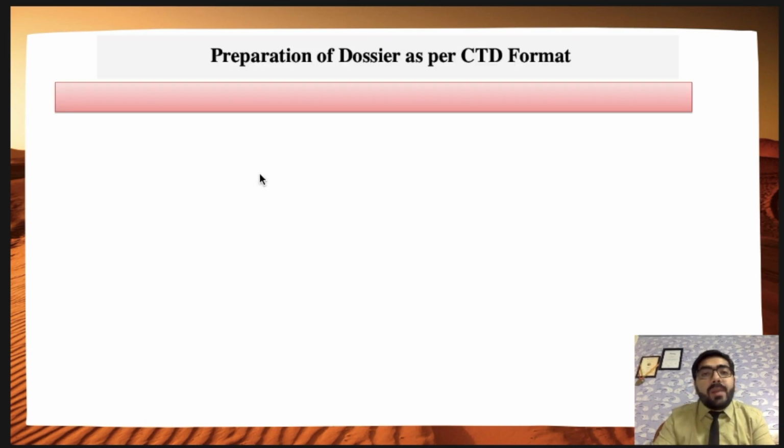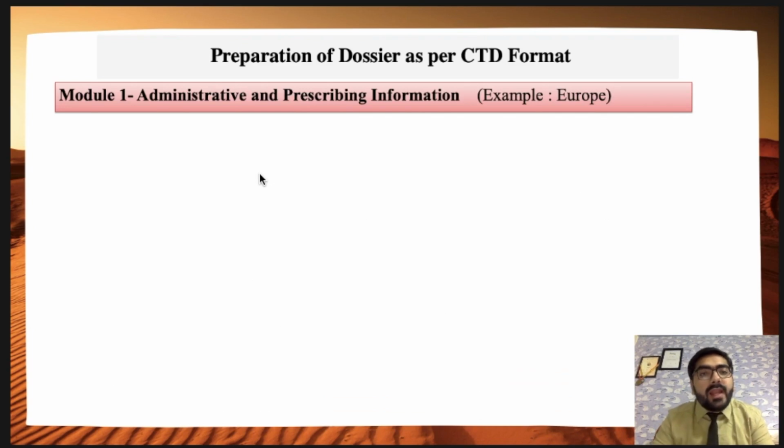Now coming to the preparation of dossier as per CTD format. We will take an example of Europe, starting with module 1. Module 1 is basically administrative and prescribing information. We are taking the example of Europe, what we have to submit in the European market in module 1. In module 1, the number one criterion is the cover letter, so we have to submit the cover letter.